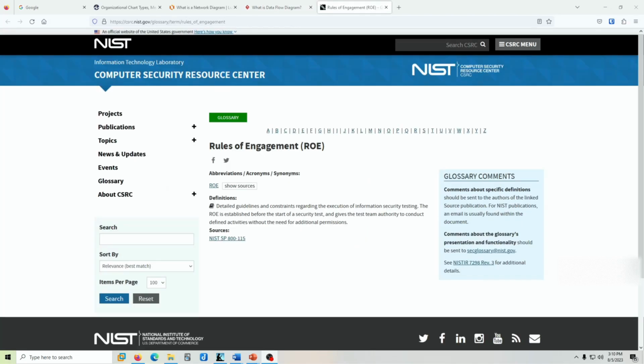The next item is rules of engagement. Rules of engagement: detailed guidelines and constraints regarding the execution of information security testing. The ROE is established before the start of the security test and gives the test team authority to conduct defined activities without the need of additional permissions. So it's like, this is everything you can and can't do up front. Do not deviate from this document. Do not deviate from the rules of engagement.